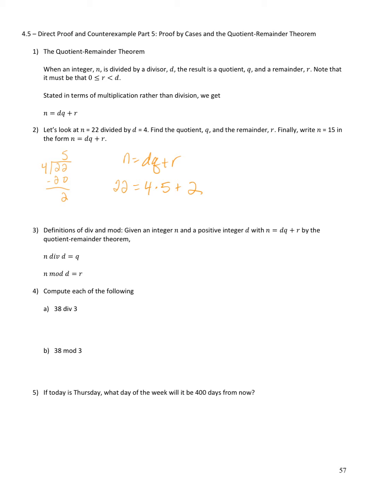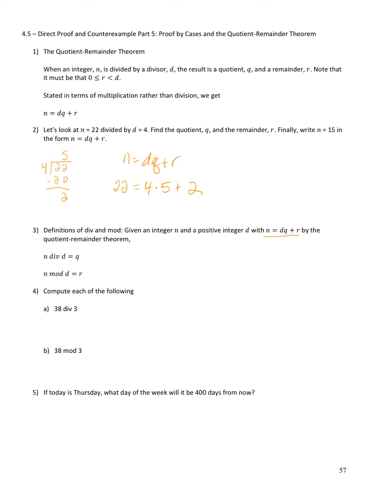Definitions of div and mod. Given any integer n and a positive integer d, where we have written n as dq plus r using the quotient remainder theorem, n div d is defined as the quotient part of the division, and n mod d is defined as the remainder. So, 38 div 3 and 38 mod 3.